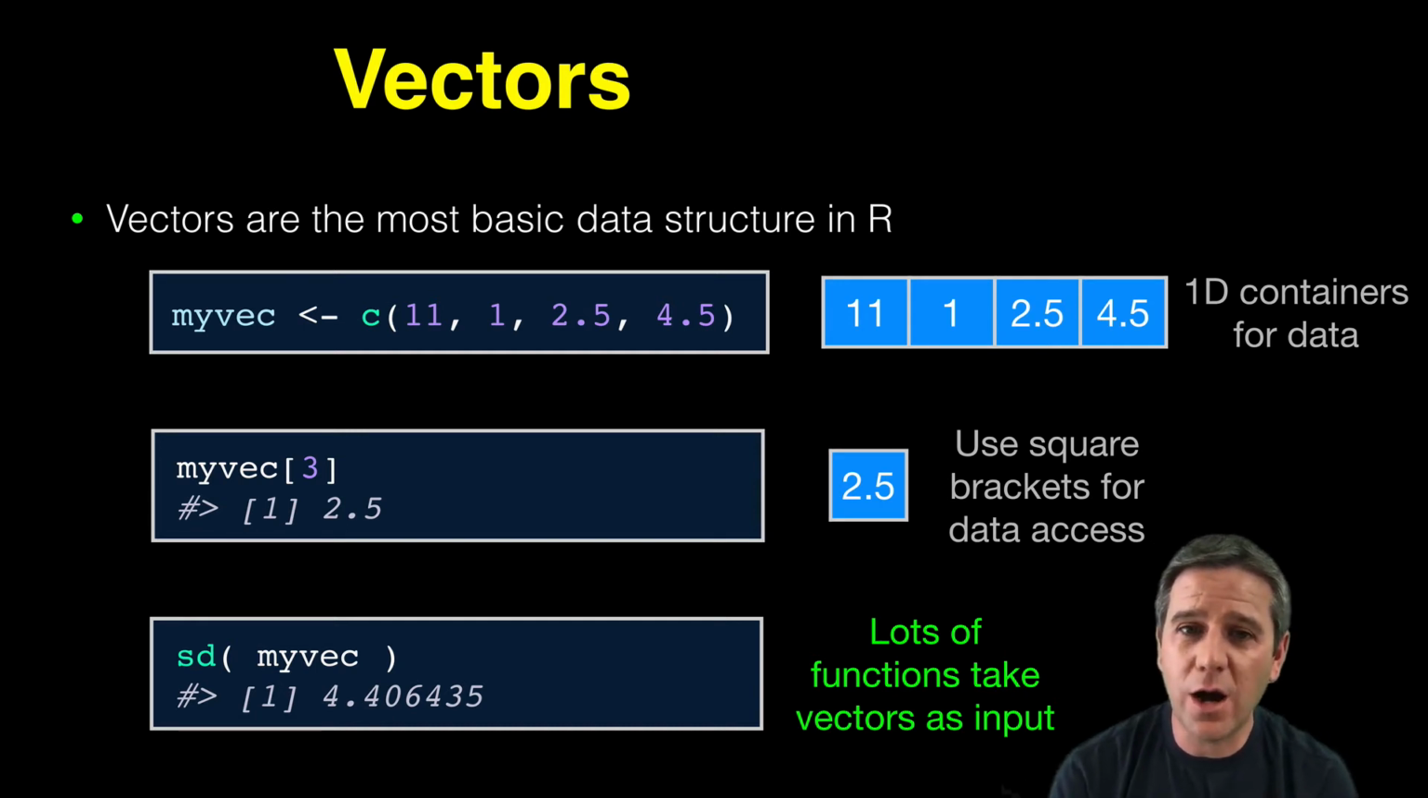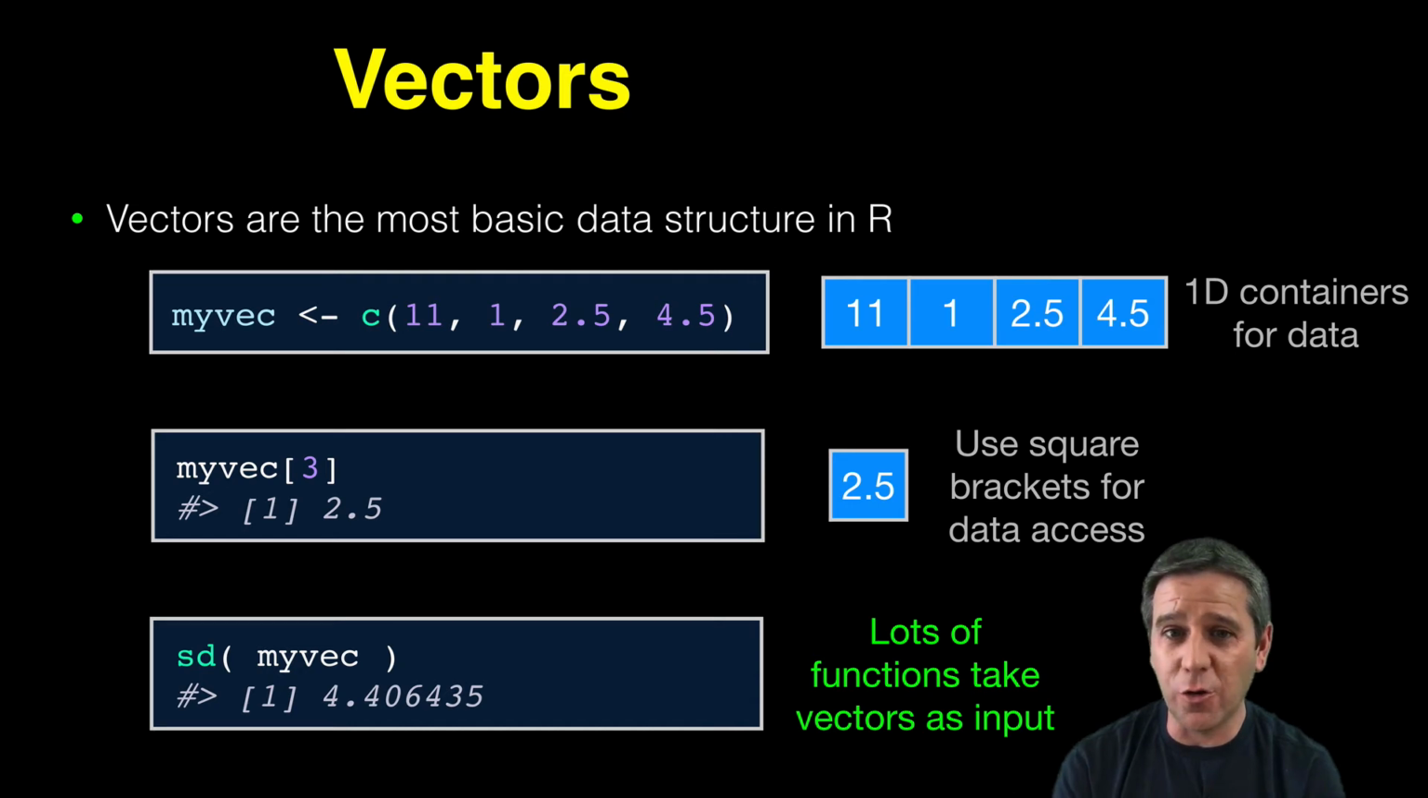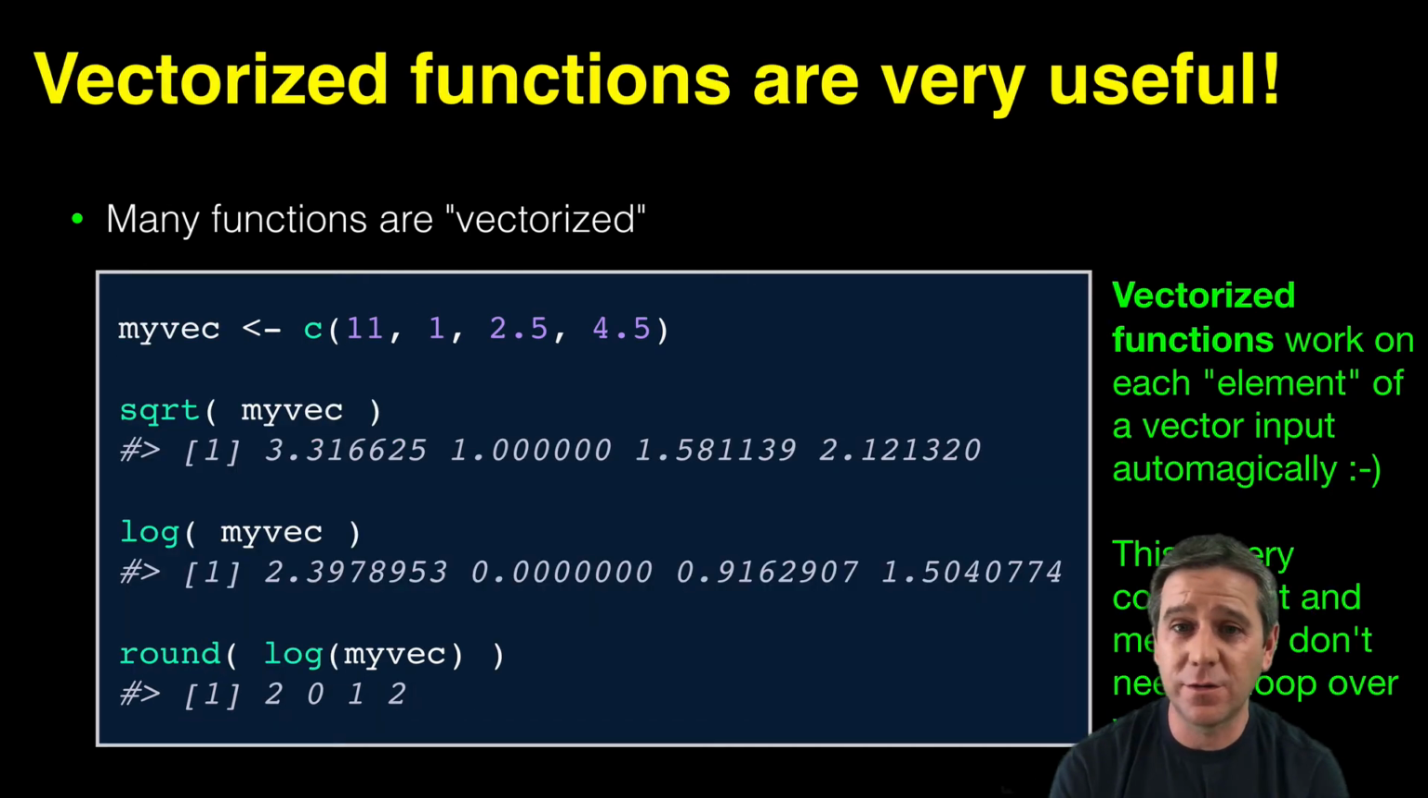Now, where R starts to get useful is when functions work on the individual elements of a vector all in one go, kind of for free for us. That is vectorized functions. That's the name that we give to these functions that will work on every element of the vector all in one go. So here we have some examples of this. We have the same little input vector as before, but this time these functions compute something for each element of the vector.